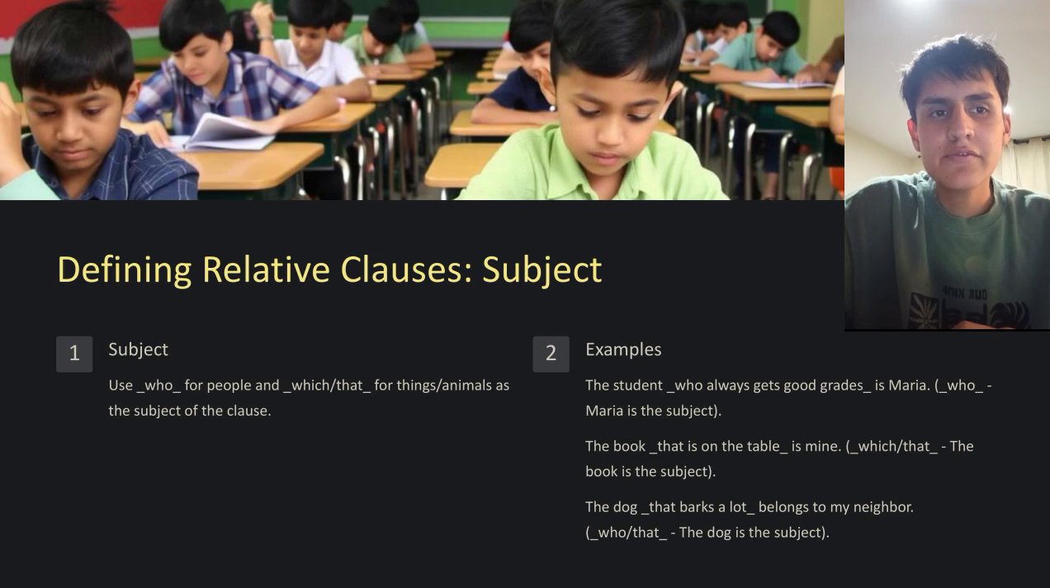Defining relative clauses, subject. Use who for people and which or that for things and animals as the subject of the clause. Examples. The student who always gets good grades is Maria. Who? Maria is the subject.